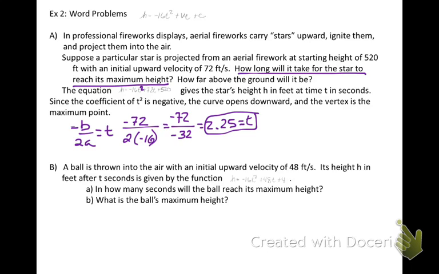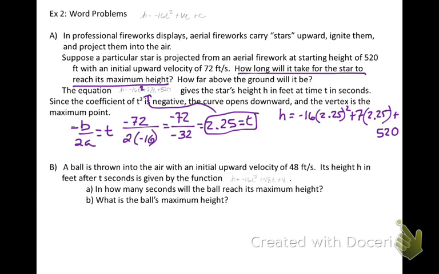And then it says how far above the ground will it be? So that's our h. So again, for h, we're going to plug in our t on the formula that's given. So it's going to be h equals negative 16 times 2.25 squared plus 72 times 2.25 plus 520. And your calculator amazingly does all the work for you in order of operations, so all you have to do is plug it in exactly how it is here.